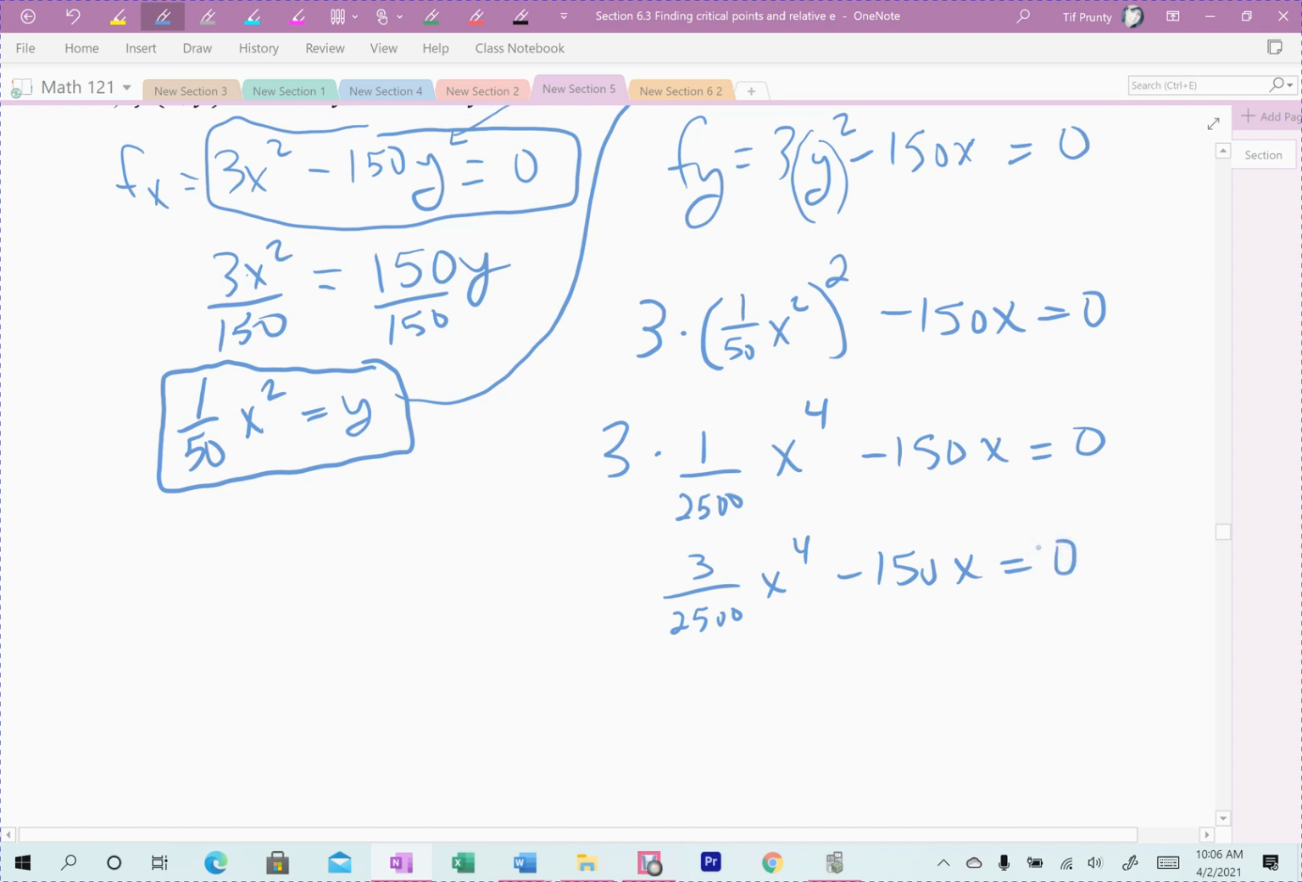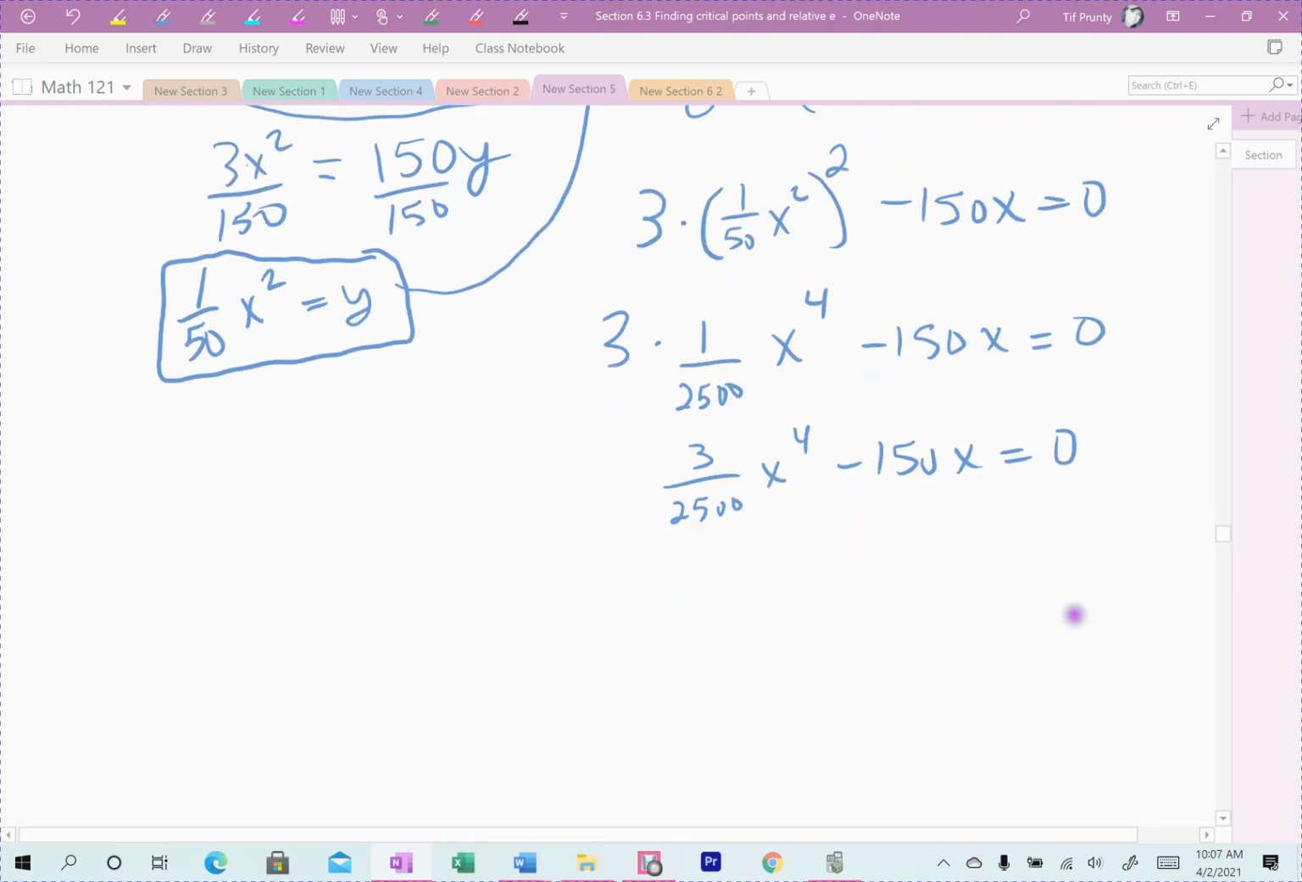Alright, so I've got this ugly expression, right? I've got this fraction, x to the 4th minus 150x. But you still solve it by factoring. Both terms have at least one x value they share, right? I've got 4 x's in the first term and I've got 1 x in the second term. And so I can factor out a single x value. When I factor out a single x value on the first term, I'm left with 3 over 22,500 x cubed minus 150 equals 0.